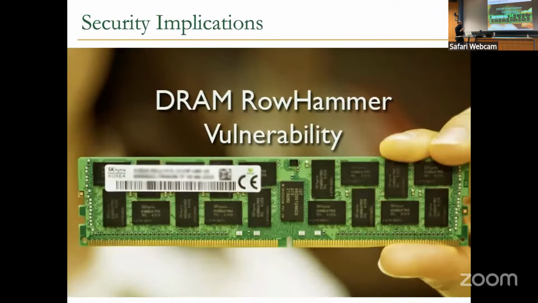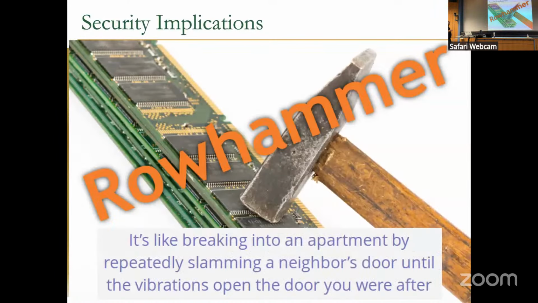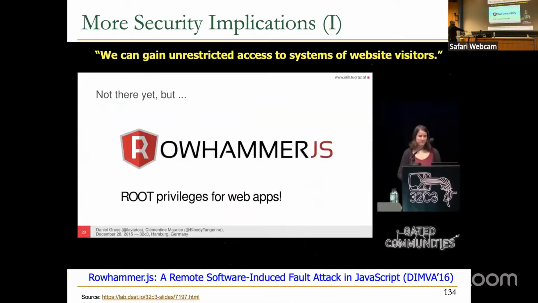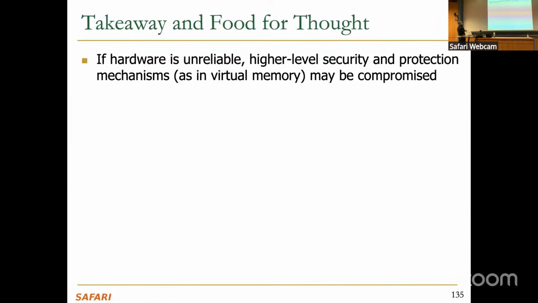So the security implications of RowHammer: it's basically as if we want to break into an apartment by repeatedly smashing a neighbor's door until the vibrations open the door you were after. So basically, you smash the neighbor's door, you open the next door because of the vibrations. And researchers have shown how you can also perform remote software-induced fault attacks in JavaScript with RowHammer.